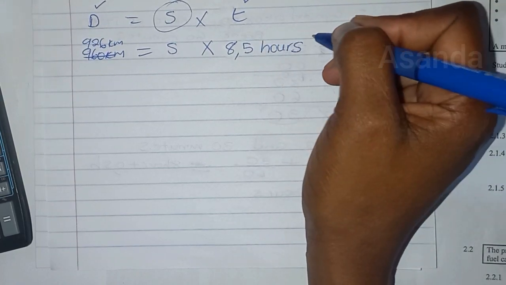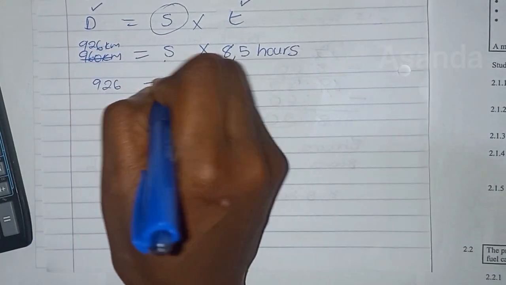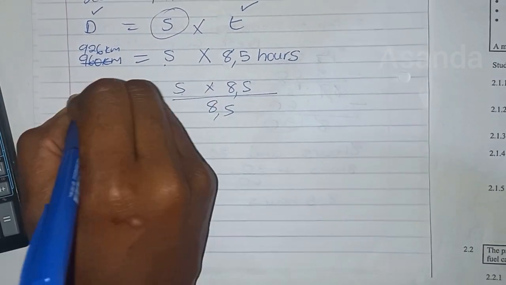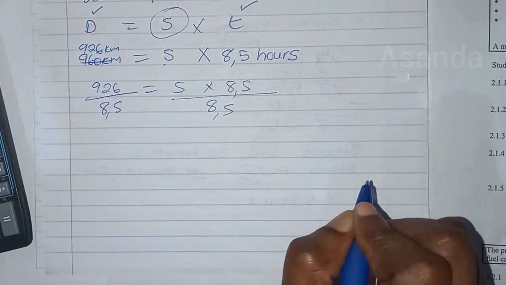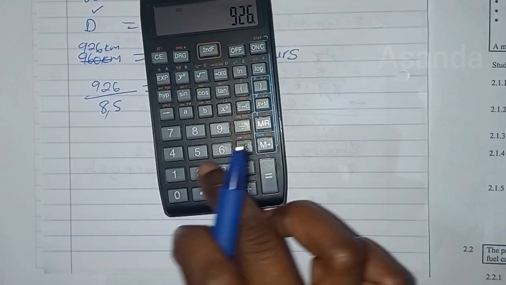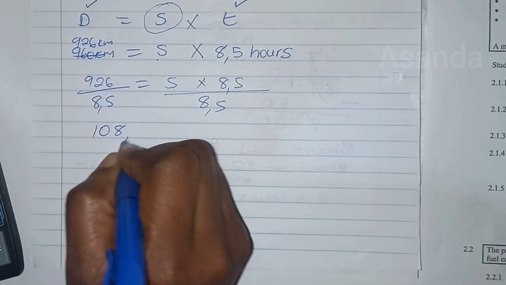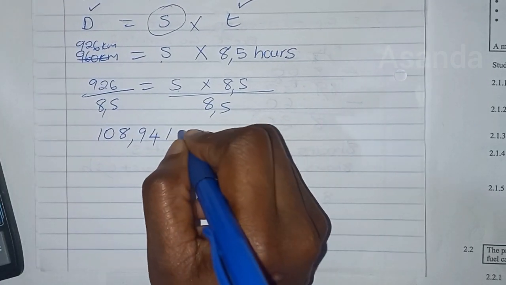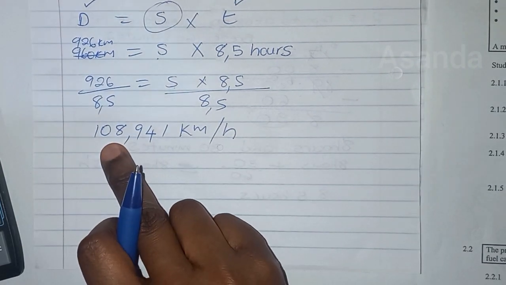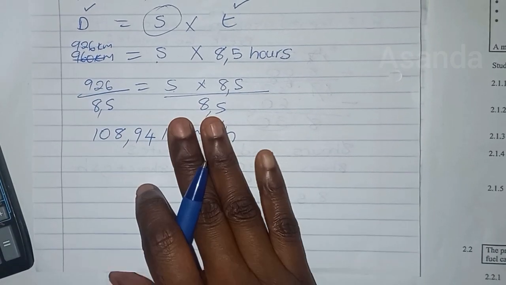And then we want speed, so 926 is equal to speed times 8.5. We want speed, so we're going to divide by 8.5 this side and divide by 8.5 this side. And that will be 926 divided by 8.5, which is 108.941 kilometers per hour. So they have to drive an average of 109 kilometers per hour in order to make it in time.